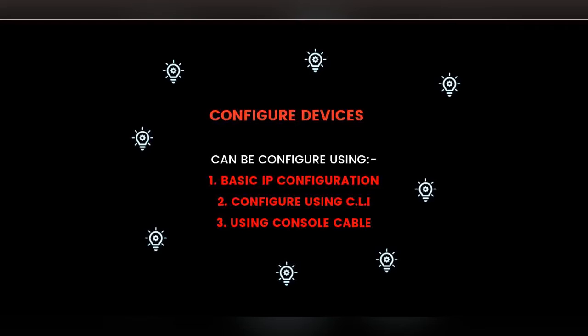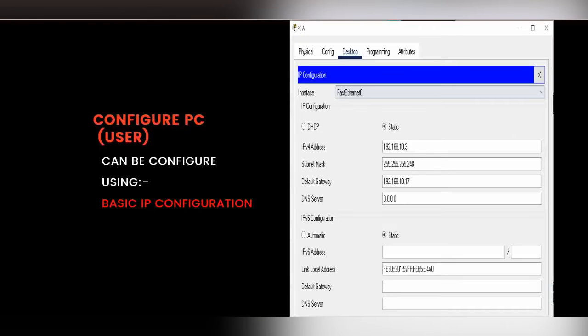To configure IPv6 on devices, there are 3 ways: basic IP configuration, configuring using CLI, and using a console cable. Firstly, let's configure using basic IP configuration. For this example, I choose a PC. We can also do it on, for example, a server and a smartphone.